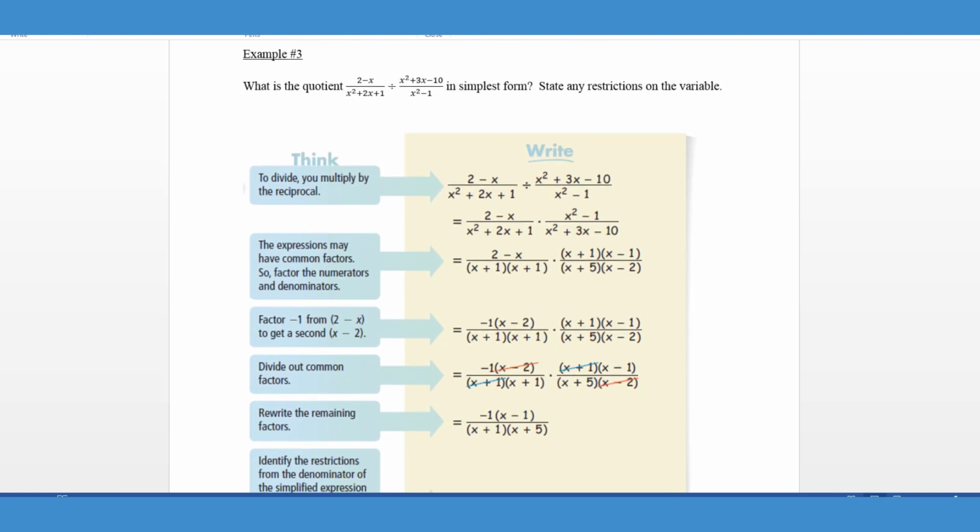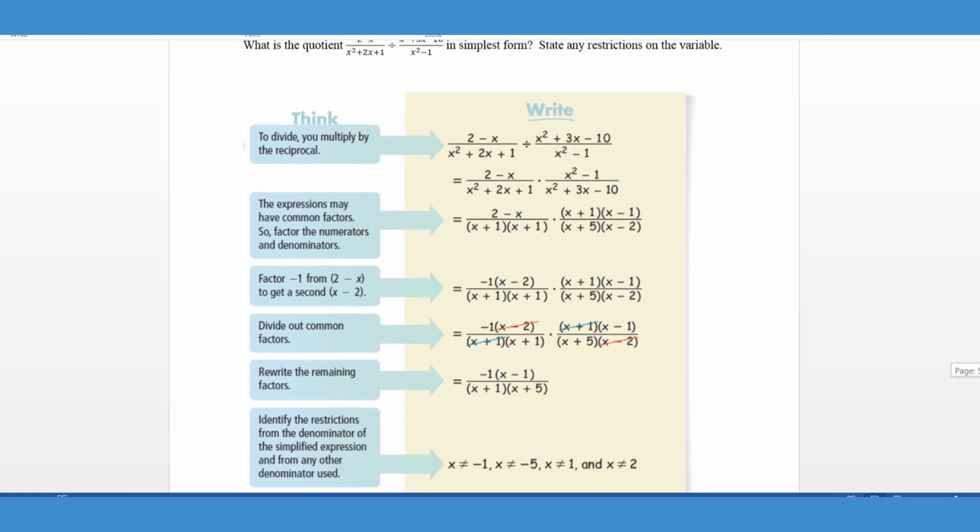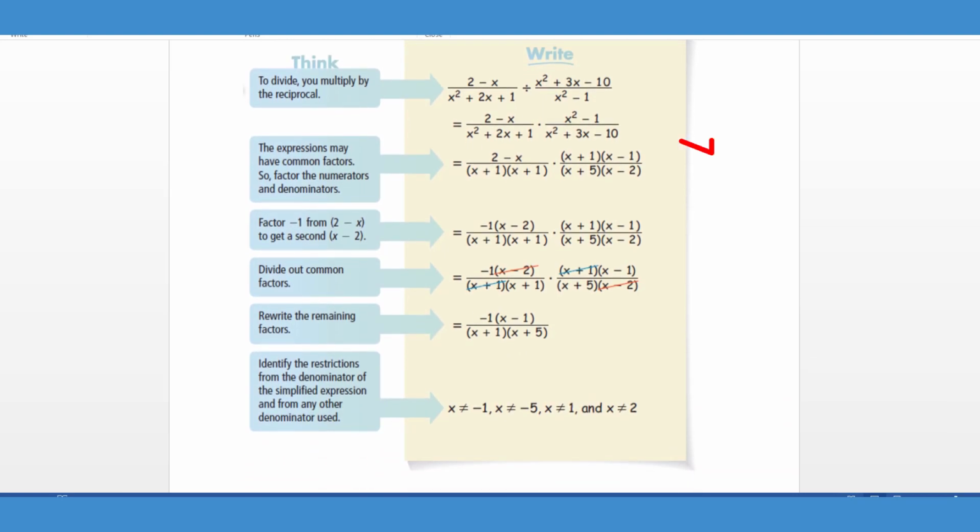So you can see in example number 3, we've just kind of given you a nice little visual example. First things first, we flip the second expression and make it multiplication. Then we elect to go ahead and factor everything out right off the bat. Upon doing that, we're able to cancel out all the terms that are both in the numerator and the denominator from either one of the fractions, and then finish the problem with what's left over. Now, it's not required of you to put that material back together. There's no need to re-multiply all of that.